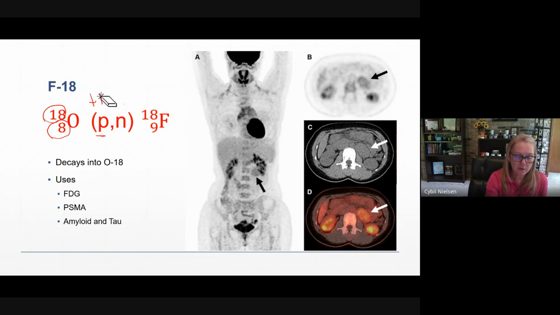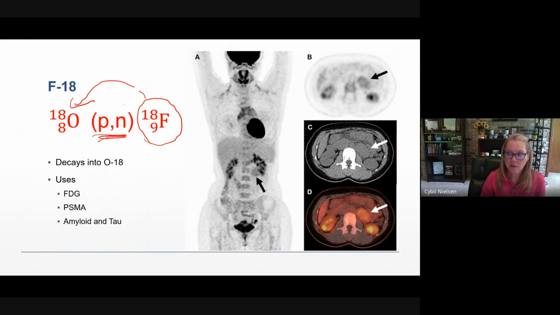Now, if a positron emitter is made with this reaction with one proton in and one proton out, this target, when it decays, goes right back to the target. Because when this decays, a proton's going to turn into a neutron, which is the opposite of what happened to create it. So F18, we use that for a lot of different things.